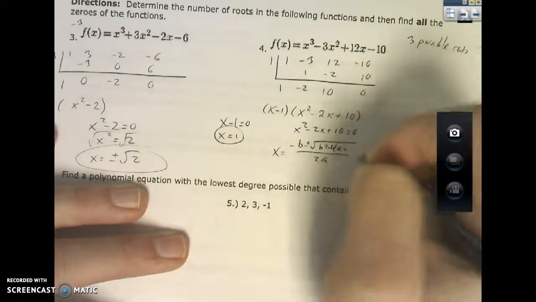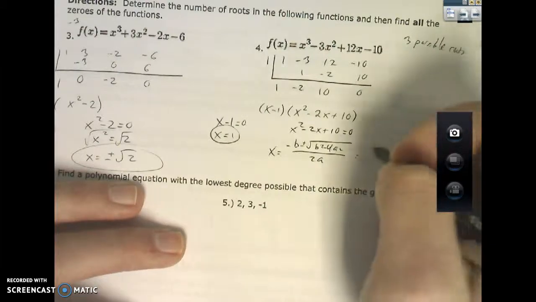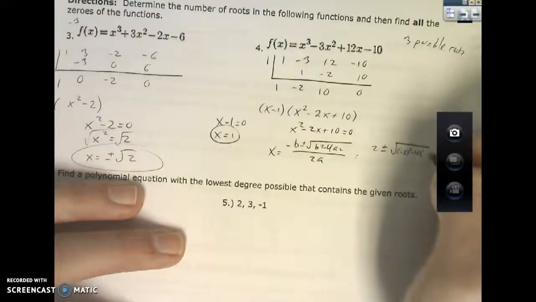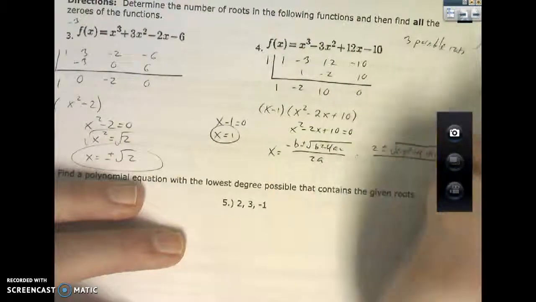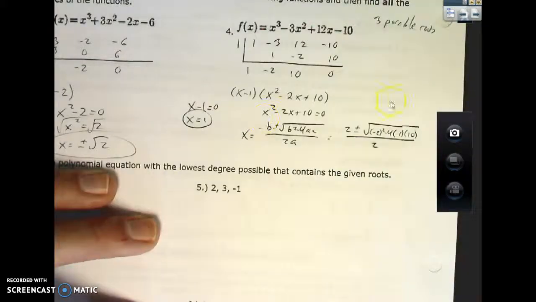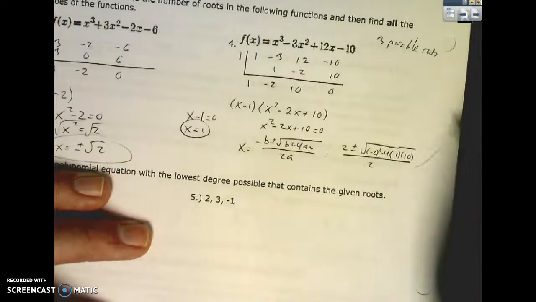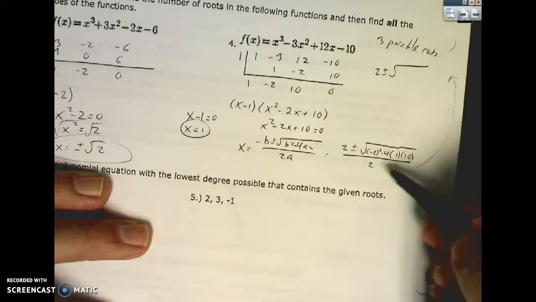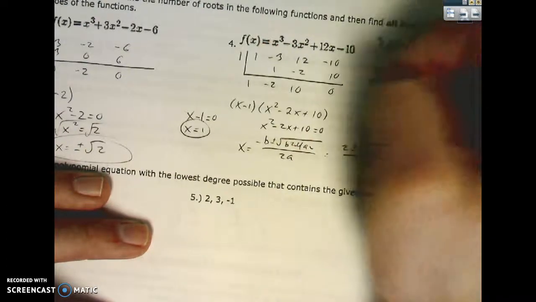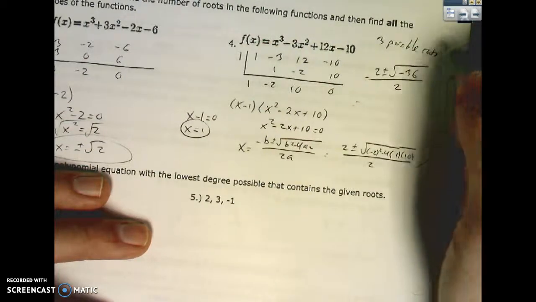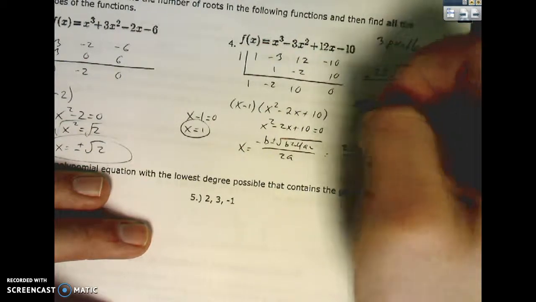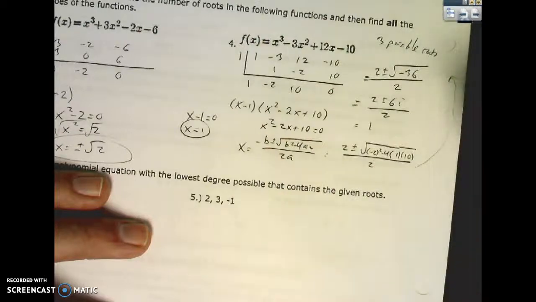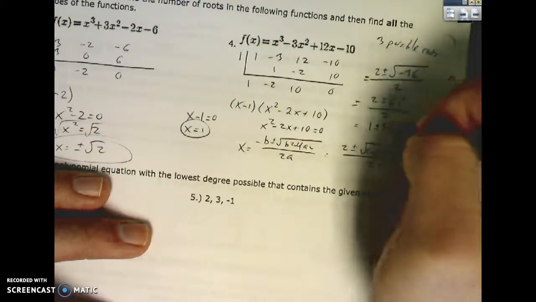It isn't that bad. Negative b is positive 2, plus or minus the square root of b squared minus 4ac, divided by 2. I'm going to go up just to make it a little bit easier on myself. 2 plus or minus, negative 2 squared is 4, minus 40 is negative 36. So that equals 2 plus or minus 6i over 2. Everything's divisible by 2: 1 plus or minus 3i.